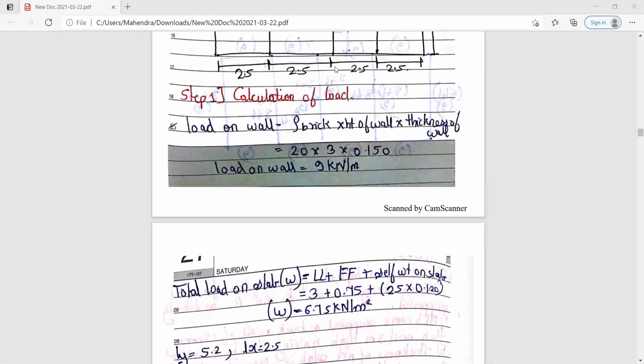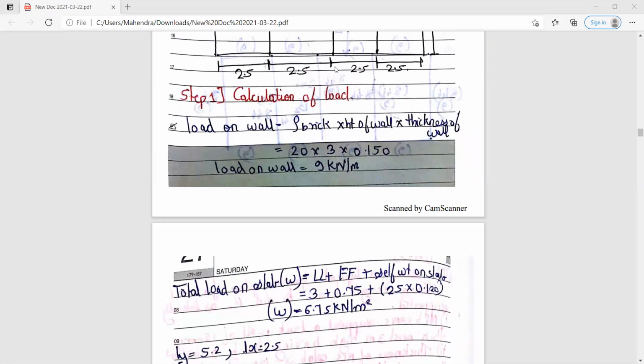Ma'am, from where do we get 25? That is nothing but the density of concrete, which is given to you in the question. The density of the concrete is 25 kilonewton per meter cube. Whenever you calculate self weight, you take thickness into density. The thickness of the RCC slab is given as 120 mm and the density is given as 25, so we took the self weight as 25 into thickness.